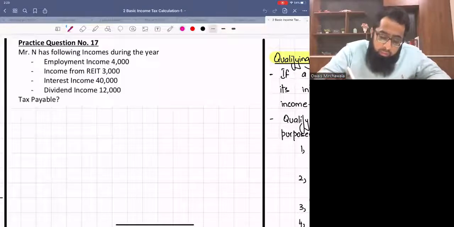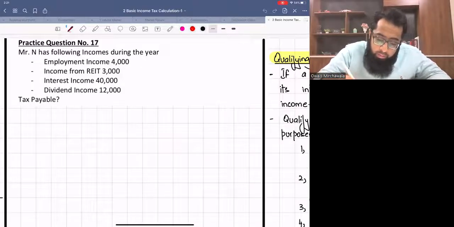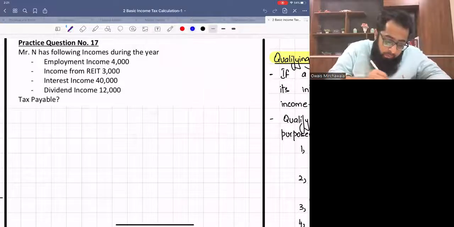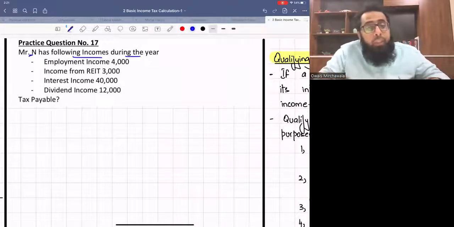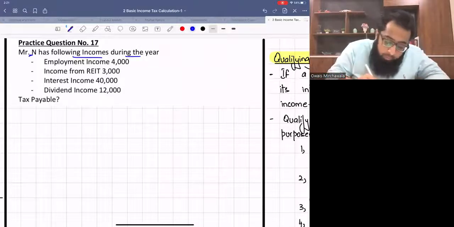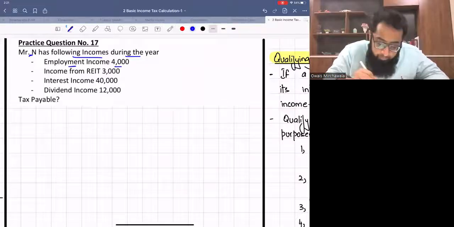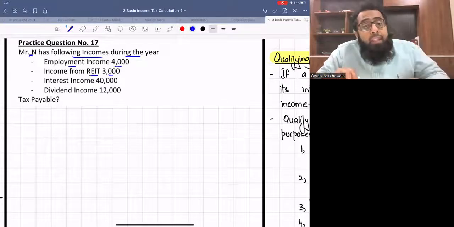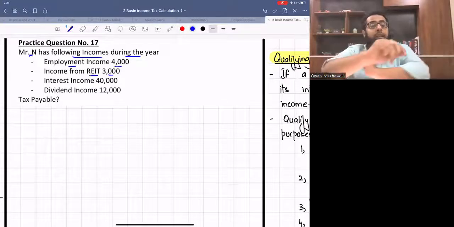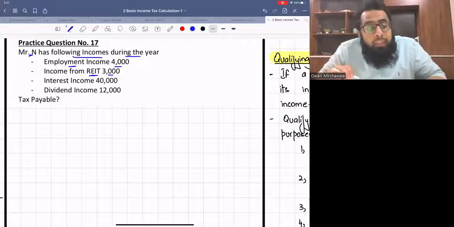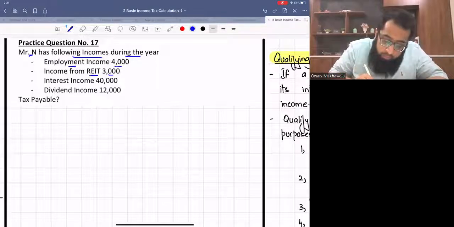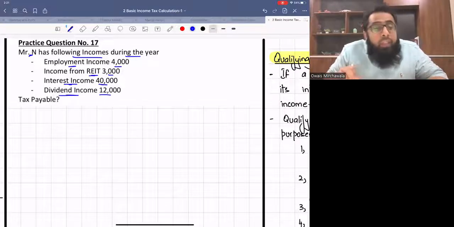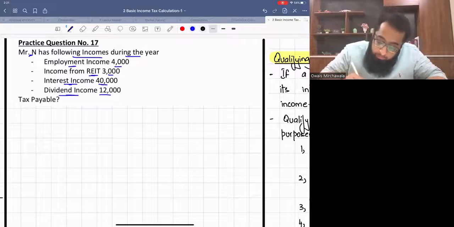Now, in practice question 17, he's saying that Mr. N has the following incomes during the year. Employment income is 4,000. Income from a real estate investment trust, and I hope you all remember that there used to be 20% withholding on it, is 3,000. Interest income is 40,000 and dividend income is 12,000.